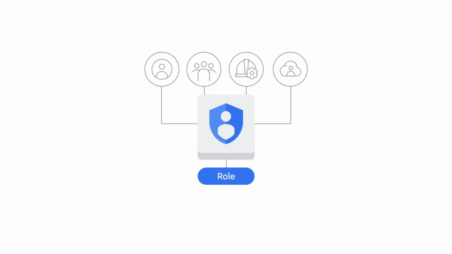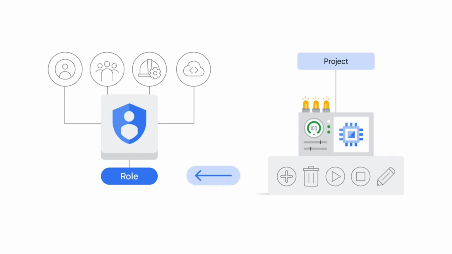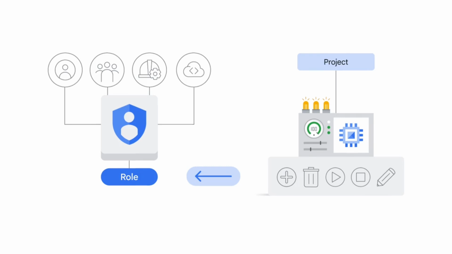When you grant a role to a principal, you grant all the permissions that the role contains. For example, to manage virtual machine instances in a project, you must be able to create, delete, start, stop, and change virtual machines. So these permissions are grouped into a role to make them easier to understand and easier to manage. So who is responsible for security in the cloud?